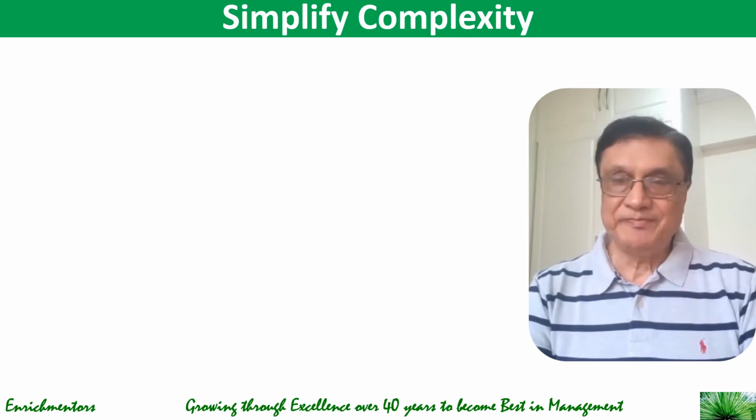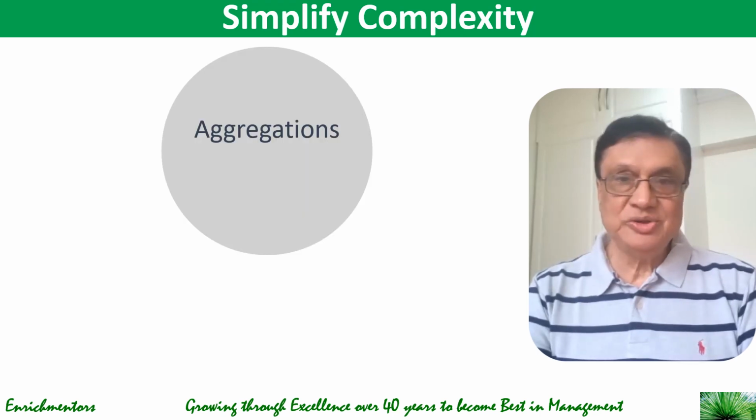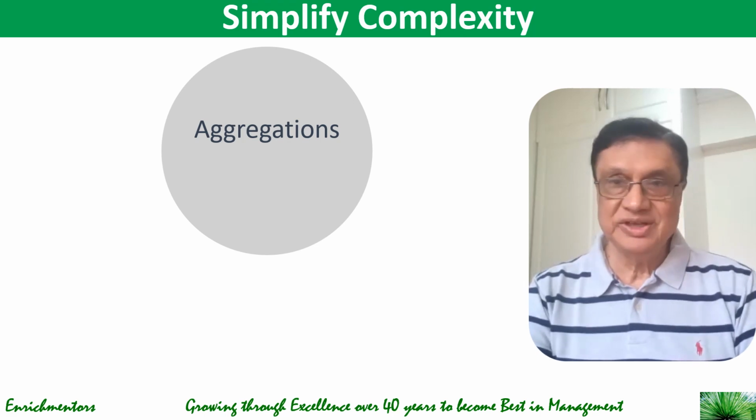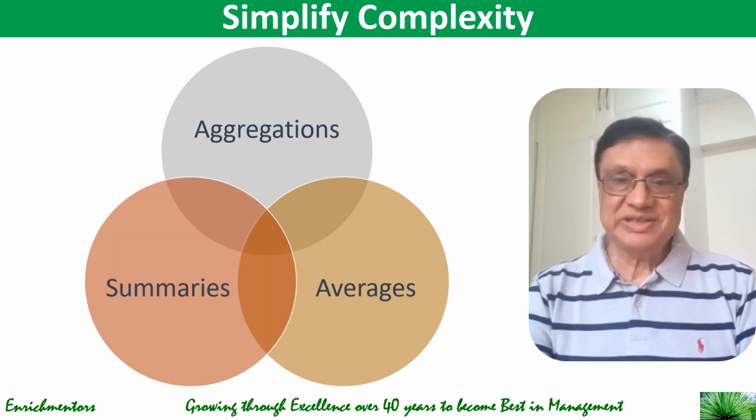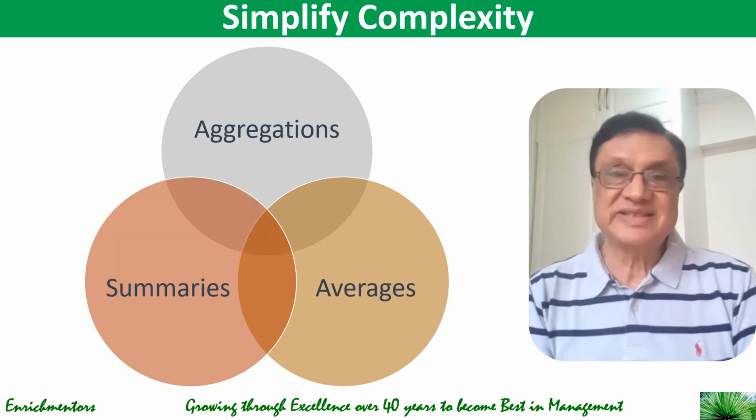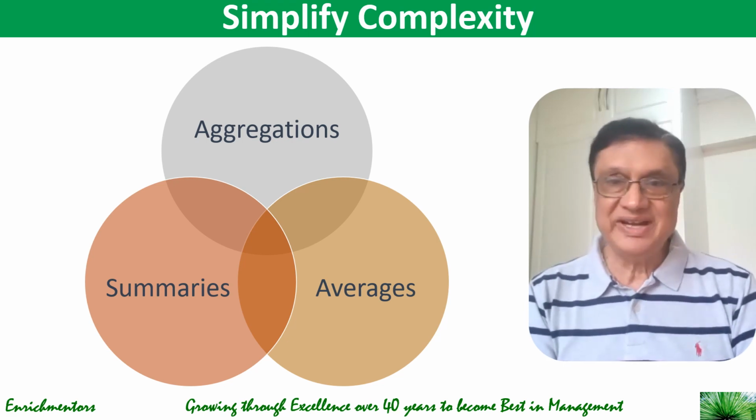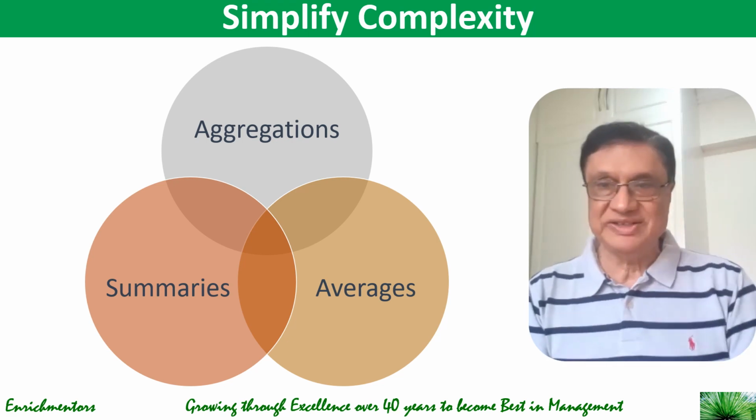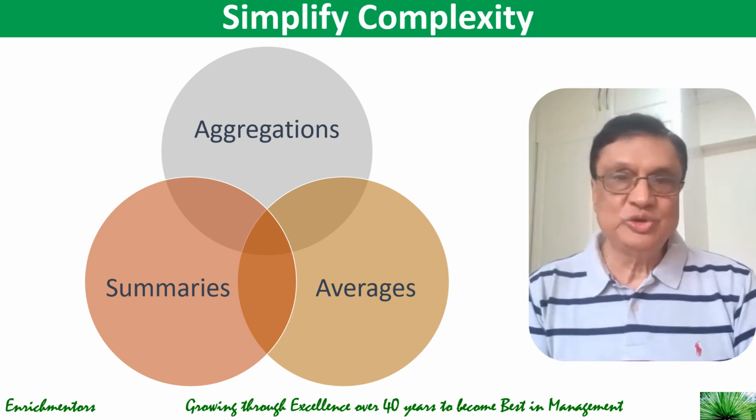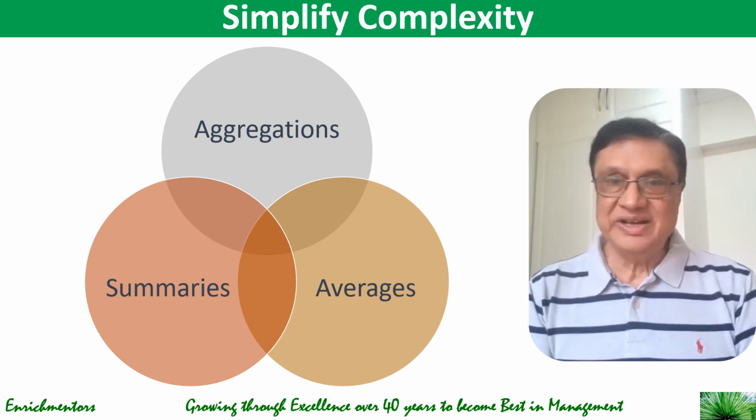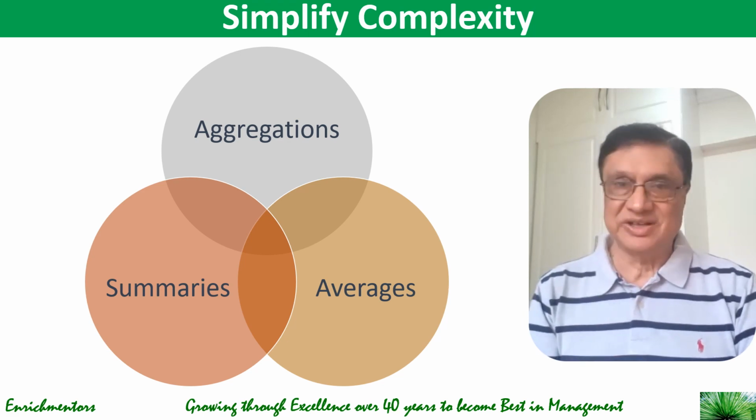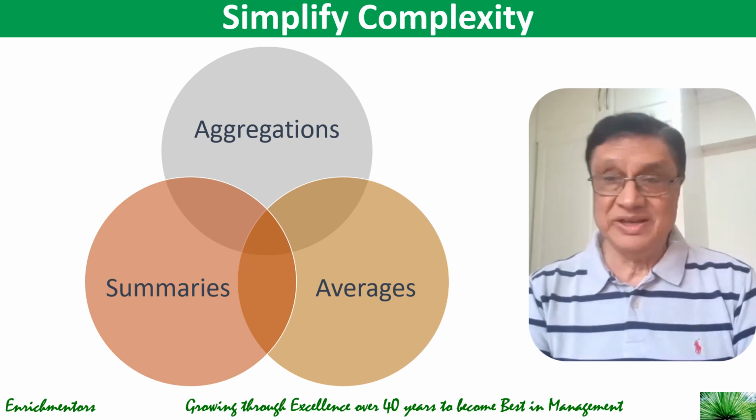Simplify complexity. Simplify complex data without losing important information. How can you do that? Use aggregations, averages, and summaries to distill the essence of the findings. Don't present the raw data, but the analyzed data in the form of aggregations, averages, and summaries. Avoid unnecessary details that might overwhelm your audience. Too much data is unnecessary. Life is complex anyway, so simplify it.